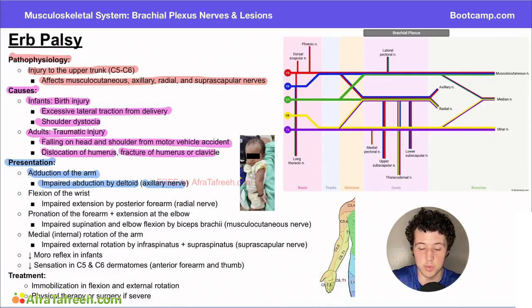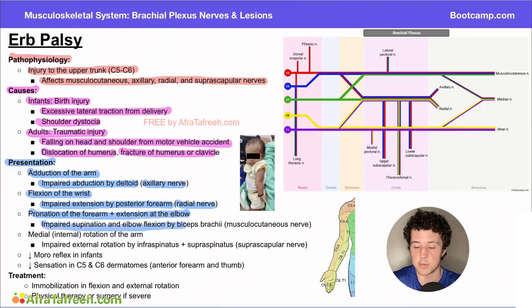Additionally, patients will present with flexion of the wrist. This is because the extension by the posterior forearm is impaired from the radial nerve, and so the flexion of the wrist predominates. There will be pronation of the forearm and extension of the elbow, because the biceps brachii from the musculocutaneous nerve will be impaired.